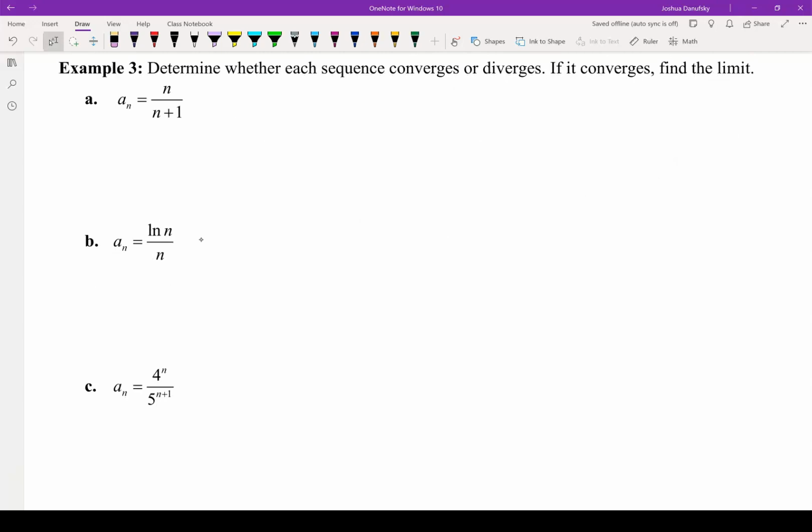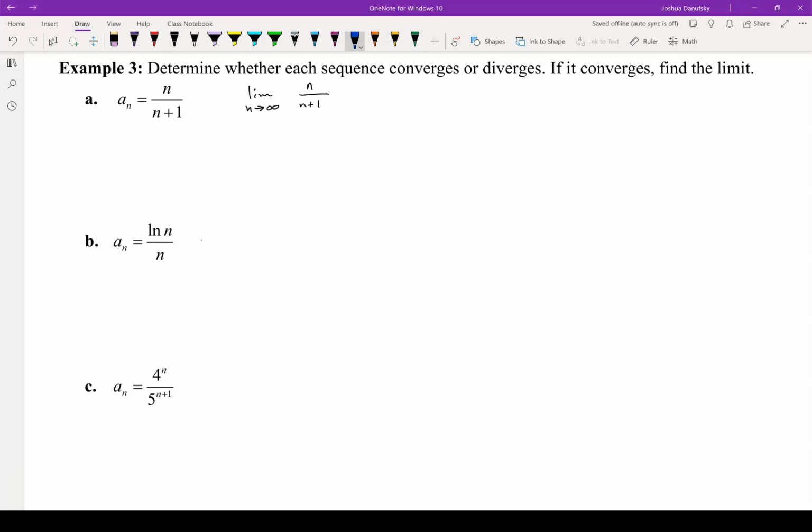Example 3, determine whether each sequence converges or diverges. If it converges, find the limit. Part A, a sub n equals n over n plus 1. Here let's just jump in and try to get the limit as n goes to infinity.